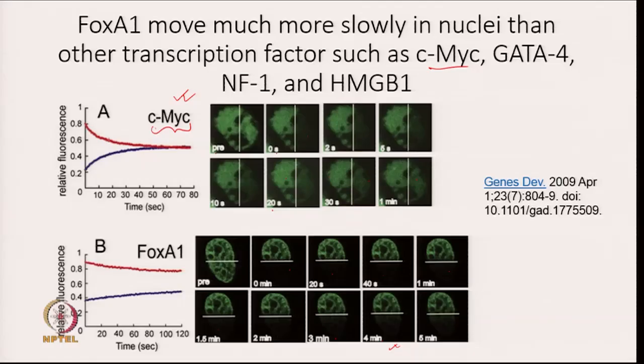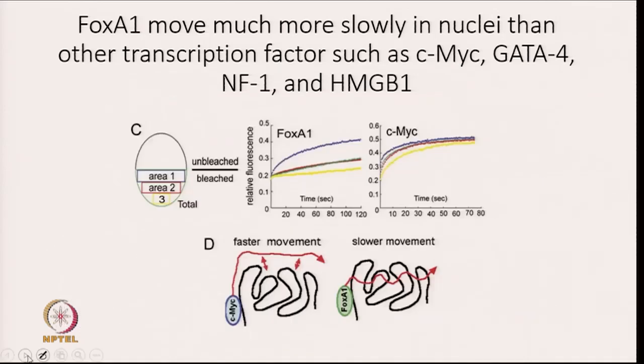Now, you can also look at the relative fluorescence, and this is the way it is increasing, and here you can see the increase is very slow. So for FOXA1 the increase is very slow, whereas for c-Myc the increase is very fast. What does that mean is FOXA1 moves much more slowly in nuclei than c-Myc. So this tells you that there is a faster movement of c-Myc compared to FOXA1, which is undergoing slow movement. So this is one example.